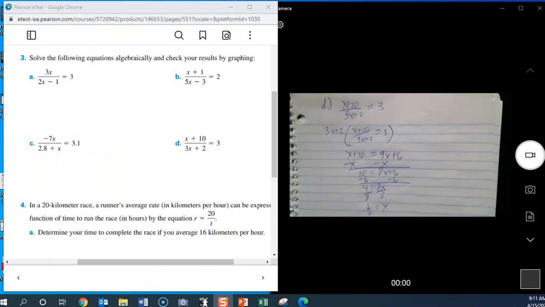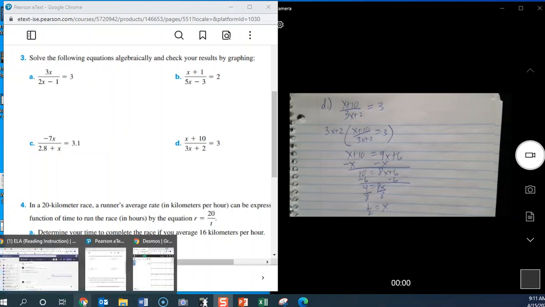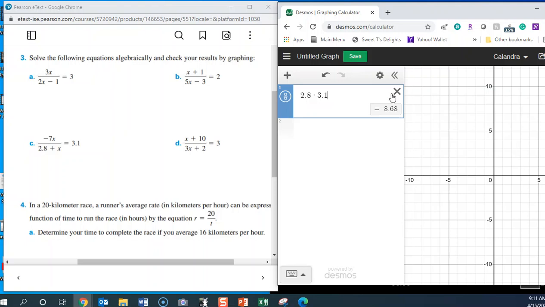Now, they say here to check our results by graphing. So we need to get our calculator. Let's take our first problem, the 3a, and we will have 3x divided by 2x minus 1.